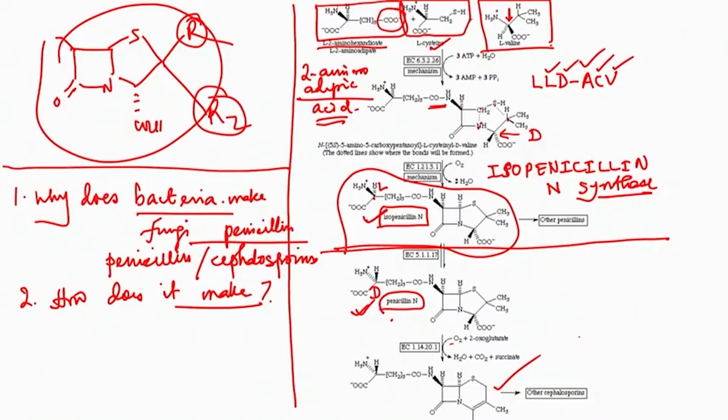So, LLDACV, if you add IPNS, that isopenicillin N synthase, then what happens? It is oxidized. This is nothing but a double oxidation, nitrogen carbon bond formation and sulfur carbon bond formation, and that ultimately goes to isopenicillin N. For the time being, we just exclude this part, how the cephalosporin is obtained, but just to know that cephalosporin is a further downstream process. From penicillin you can get cephalosporin, and that is what happens in microorganisms. Okay.